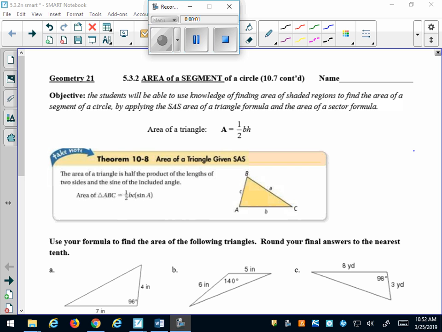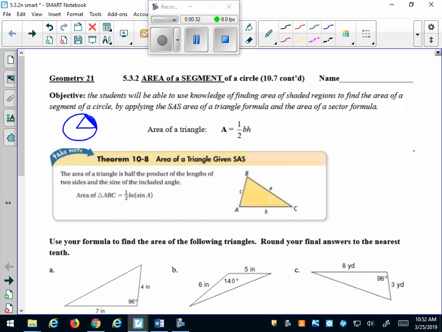So just to recap a little bit, like I said, I'm not going to do this entire thing because you do have a little bit of knowledge of it already. But I want to make sure that everybody understands how to find the area of a segment of a circle. A segment of a circle is when you have a sector partitioned off by a chord, and it's just that little part right there. That's a segment of a circle.